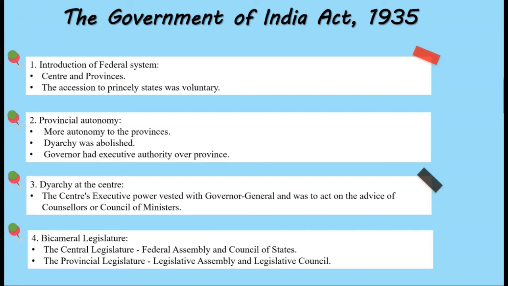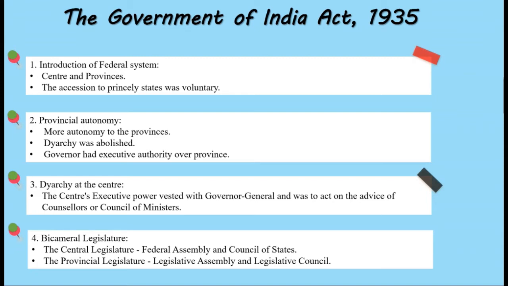Second point, provincial autonomy. A. The Act of 1935 gave more autonomy to the provinces. B. Diarchy was abolished at the provincial level. C. The governor exercised executive authority over the province. D. The governor was required to act with the advice of the ministers who were responsible to the provincial legislature.